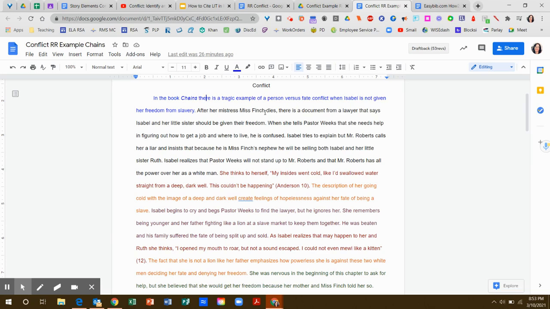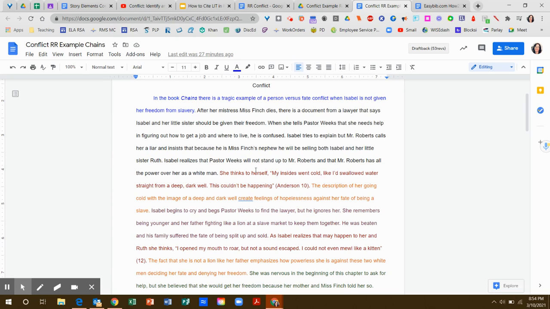After her mistress, Miss Finch, dies, there is a document from a lawyer that says Isabel and her little sister should be given their freedom. When she tells Pastor Weeks that she needs help in figuring out how to get a job and where to live, he is confused. Isabel tries to explain, but Mr. Robert calls her a liar and insists that because he is Miss Finch's nephew, he'll be selling both Isabel and her little sister Ruth. Isabel then realizes that Pastor Weeks will not stand up to Mr. Robert and that Mr. Robert has all the power over her as a white man. So that's me summarizing that part of the story.